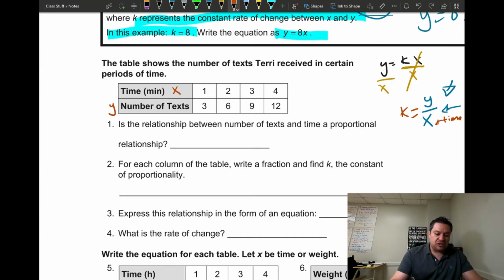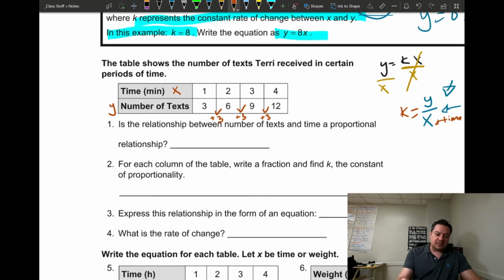Just look at the change between these two values. How much did it change? From 3 to 6, how much is that? It added 3. Okay? From 6 to 9, it also added 3. Now, you always have to check all of them because they might be testing you, and maybe the last one doesn't match. They all have to be the same. If not, then it's not valid. And from 9 to 12, it also changed by 3.